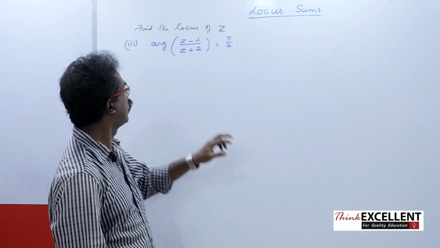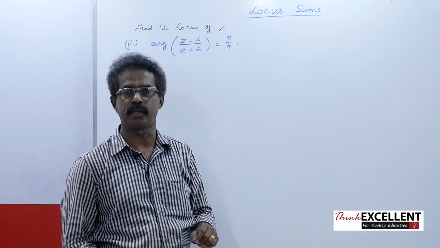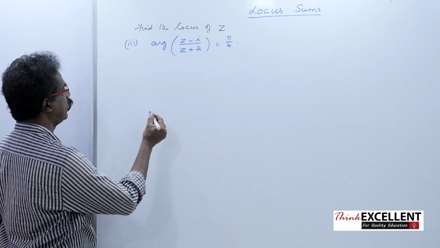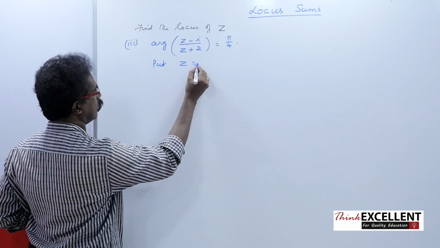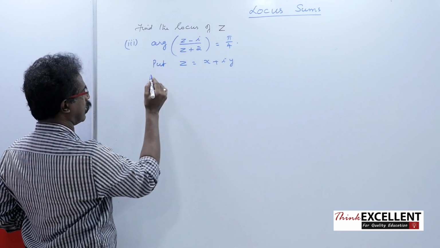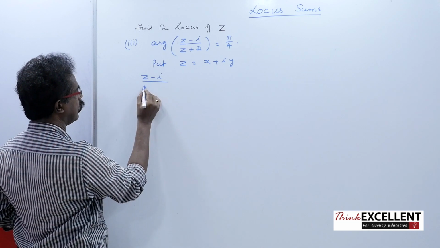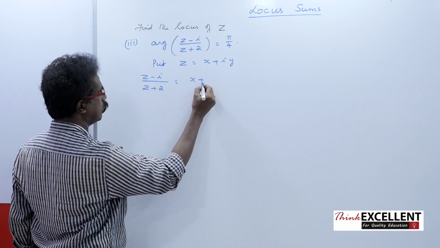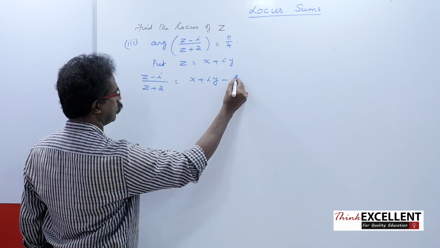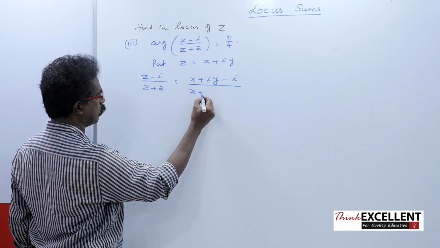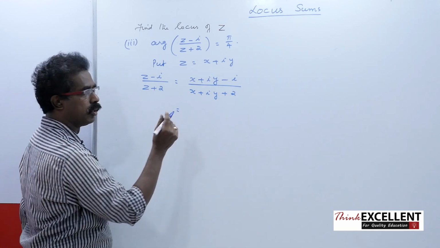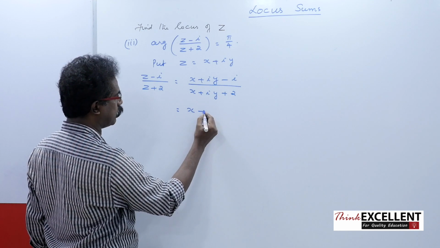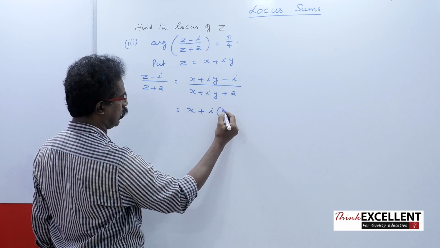So same method for z: you take this part, put z equal to x plus iy, reduce it into standard form, then apply the condition, you will get the answer. So put z equal to x plus iy. You take this part, z minus i by z plus 2. For z you put x plus iy. So x plus iy minus i divided by x plus iy plus 2. Numerator, arrange in order. Real part only one term, x. Imaginary part two terms. Take i outside. You will get y minus 1.